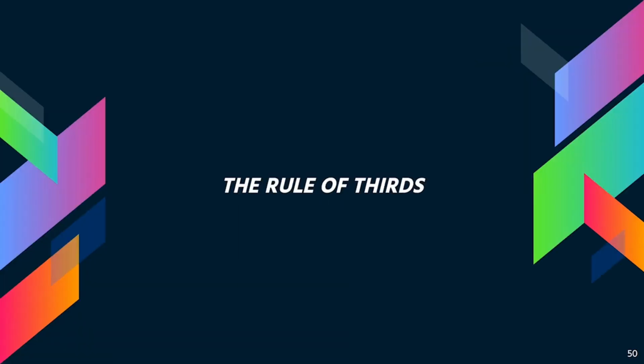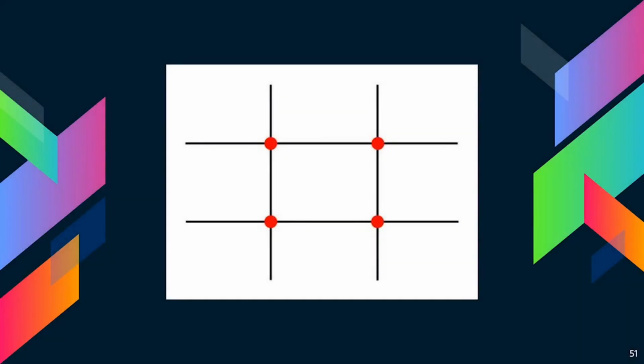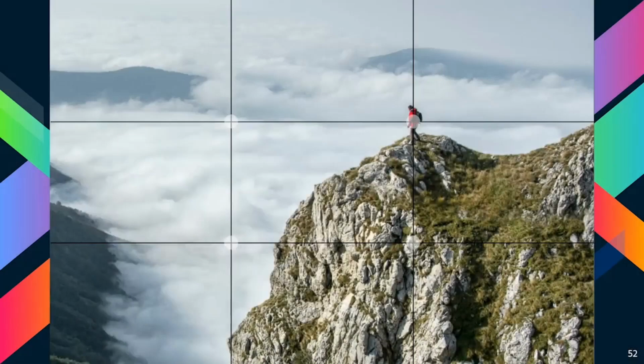Let's speak about the rule of thirds. This is a guideline for creating visual images. Imagine that you divide an image into 9 equal pieces. Then you should place important things you want to draw your focus on along these lines.